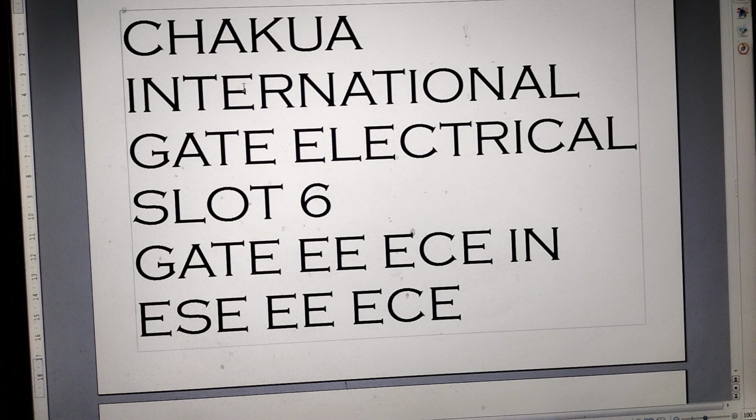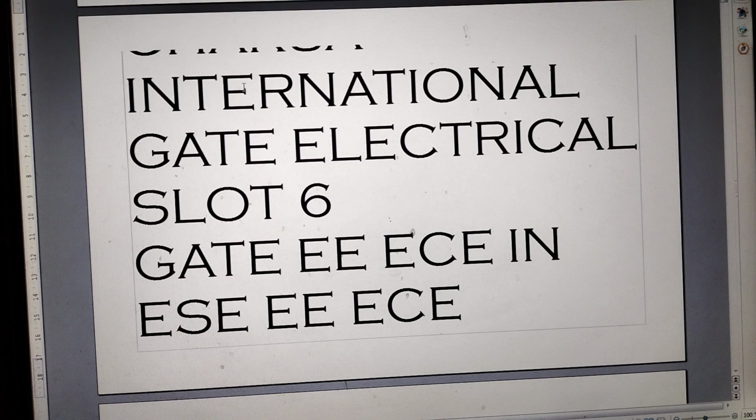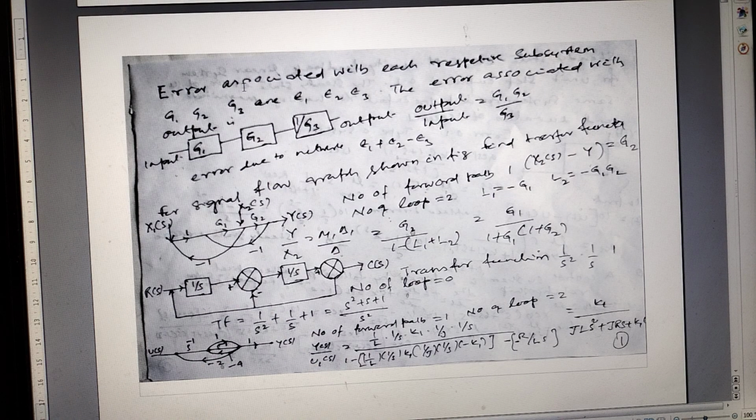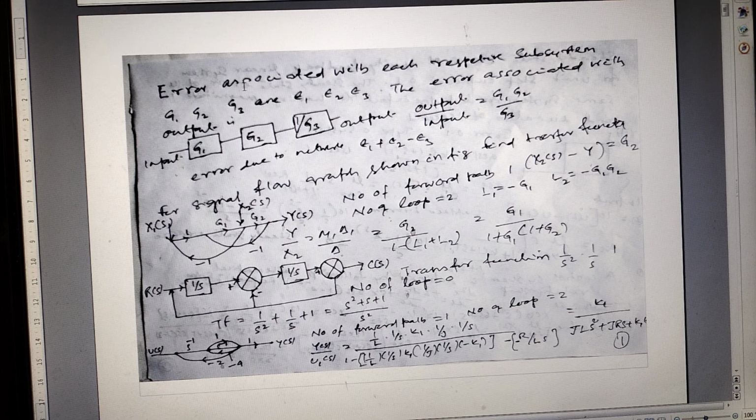This is GATE Electrical Slot 6 on control and measurement. The first problem is to know the Mason gain formula, including sometimes also the Mason gain formula for multiple input, because Mason for single input is very easy. You will make one or two calculations for multiple input so that you can attempt any type of question.